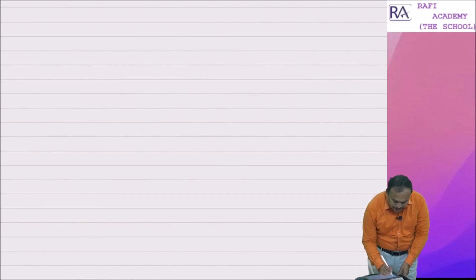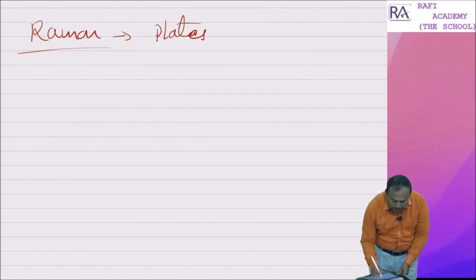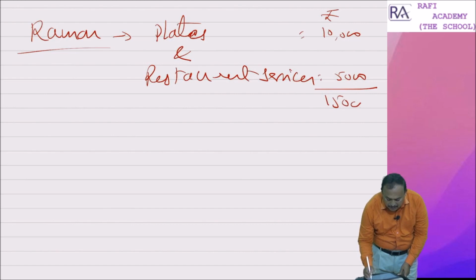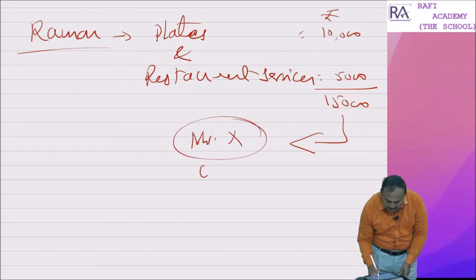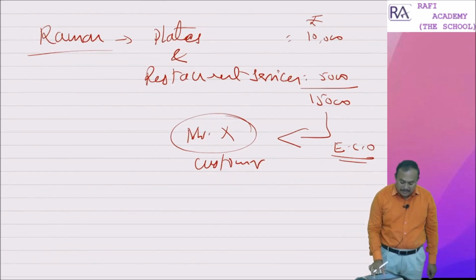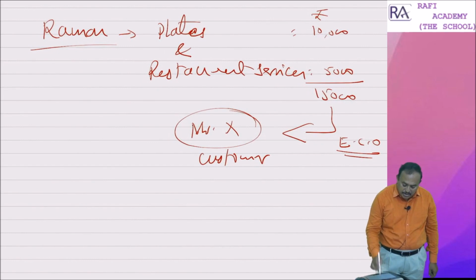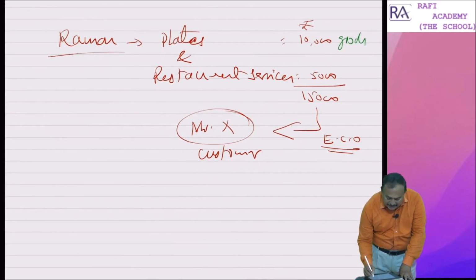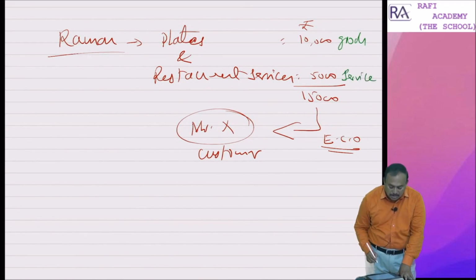Now listen, sir. Here Raman is the supplier of plates and restaurant services. Plates value, let us say 10,000, restaurant services 5,000, totally 15,000, supplied to, let us say, Mr. X, who is a customer, through the e-commerce operator. Now in the given case, my dear friends, if you carefully listen here, there are two supplies. Supply of goods, and this is the service supplied through the e-commerce operator.